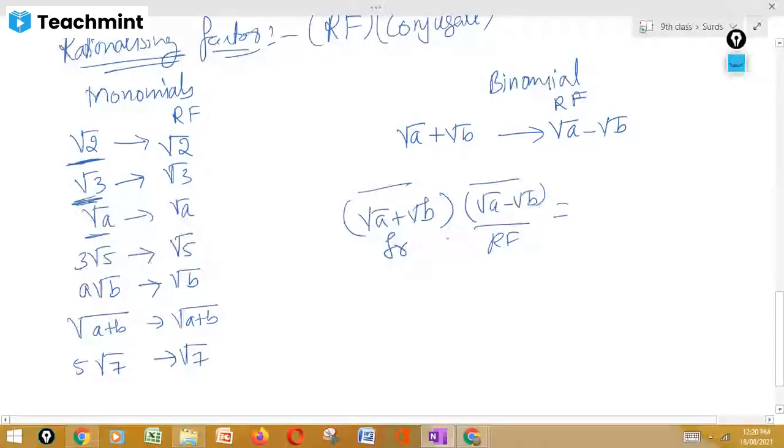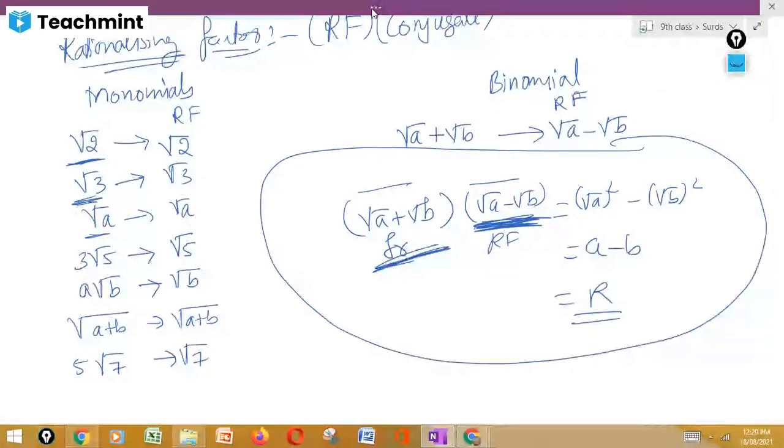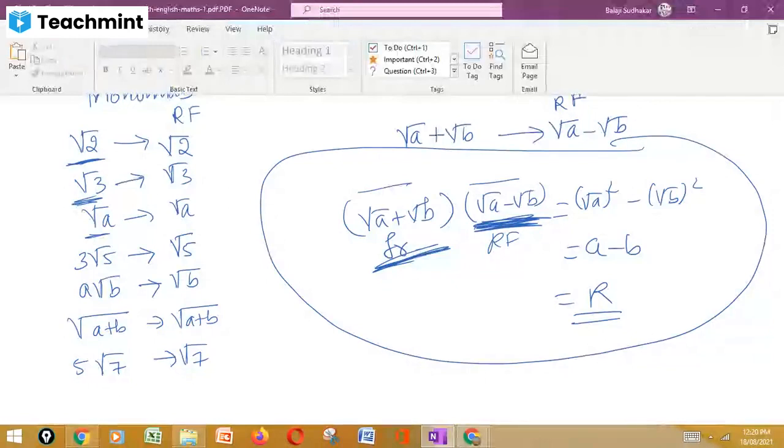A plus B into A minus B. So A plus B into A minus B becomes what? Root A square minus root B square. Root B whole square is nothing but B, so it gives A minus B, which is a rational number. This is how you can say that this is the RF of this irrational number. Did you get this? Yes, sir.